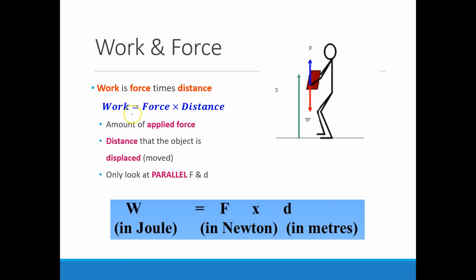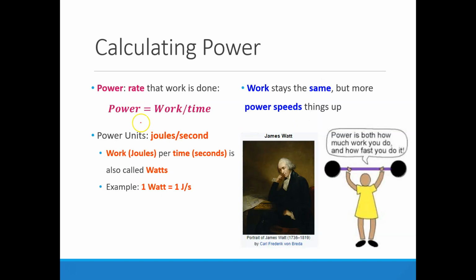So remember, work equals force times distance. So work we measure in joules, force we measure in newtons, and distance we measure in meters. So power, on the other hand, is actually the rate at which work is done. So power equals work divided by time, and the units for power is watts.